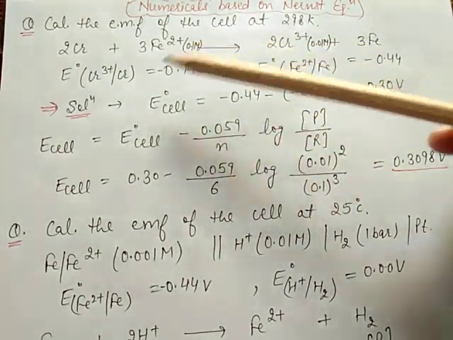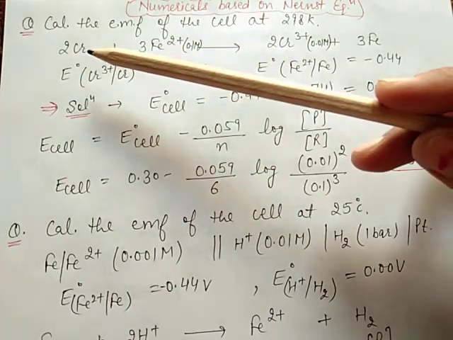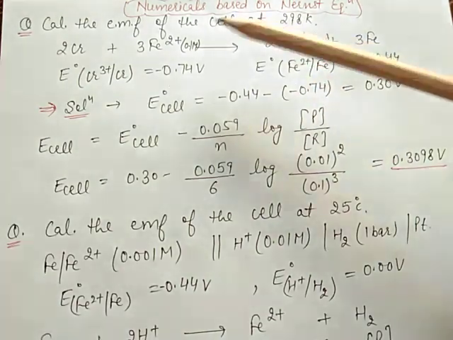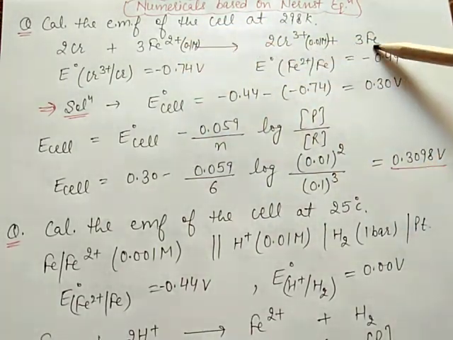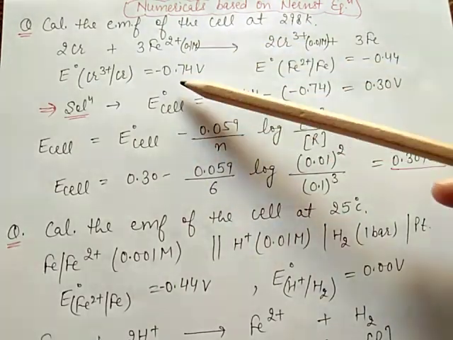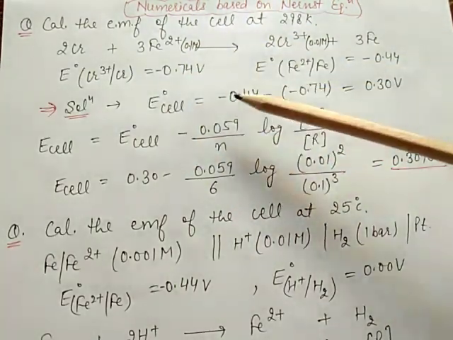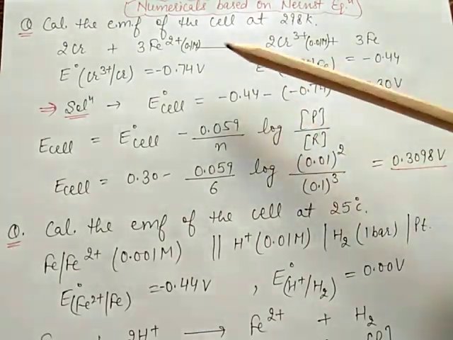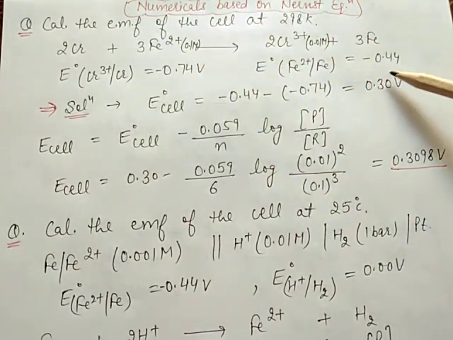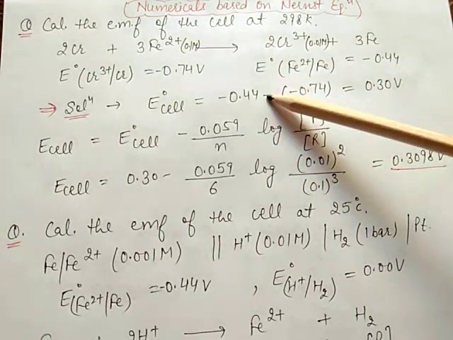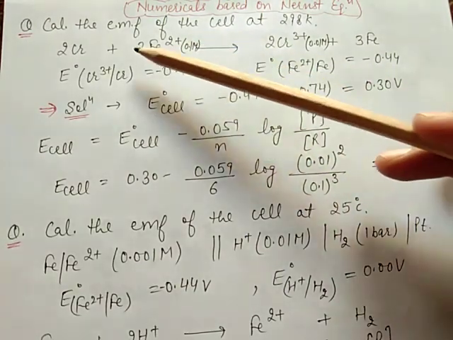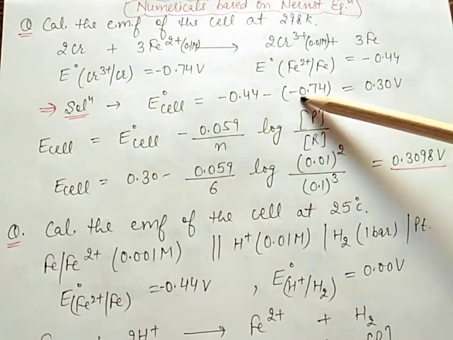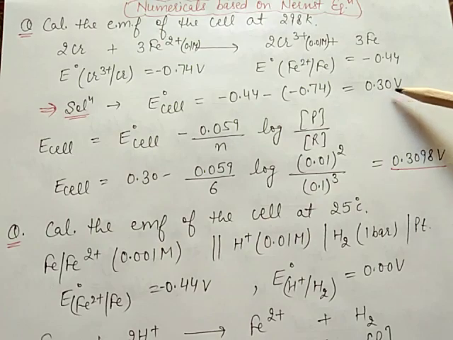First of all we find the oxidation and reduction in this reaction. Chromium changes to chromium plus 3, here oxidation takes place. Iron 2 plus changes to iron, here reduction takes place. So E naught cell is equal to E cathode minus E anode, means E reduction minus E oxidation. Iron undergoes reduction, that is minus 0.44. After that the oxidation of chromium occurs, that is minus 0.74, so the difference is 0.30.